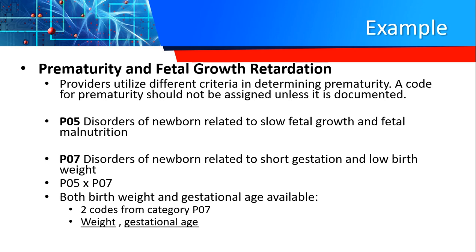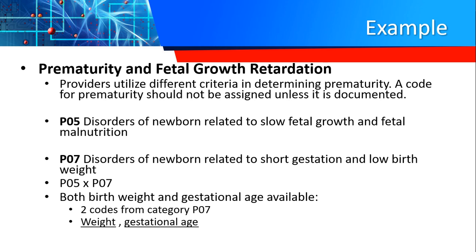P05. While P07 is disorders of newborn related to short gestation and low birth weight. Meaning, there is a low birth weight because of the short gestation, or it is premature. So for prematurity, your code is P07. For slow fetal growth or fetal growth retardation, you need to use your P05. Only one code for P05, but for P07, you need to have two codes.